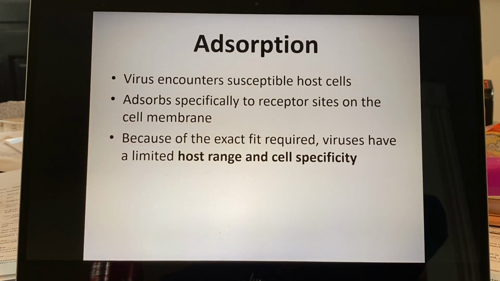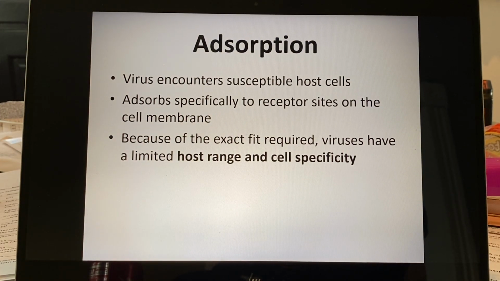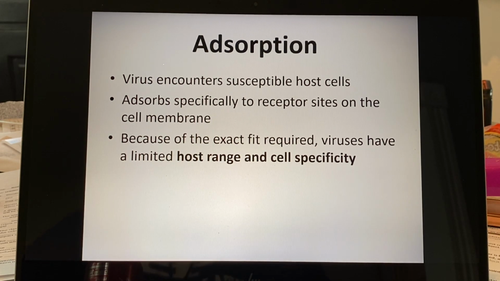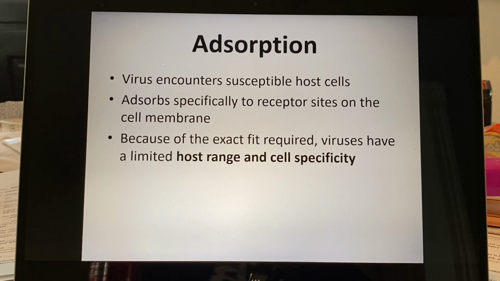Okay, so step 1 is adsorption. Now that's not a typo. It's not supposed to be absorption with a B. Absorption is when you have a solid that is soaking up a liquid. So when you clean up a liquid with a paper towel, that's absorption. Adsorption is when a solid meets a solid. And in this case, it's usually those protein spikes that attach to receptor proteins on the host cells. That's what we refer to as adsorption. So that's the first step.